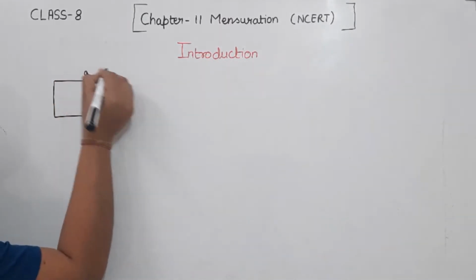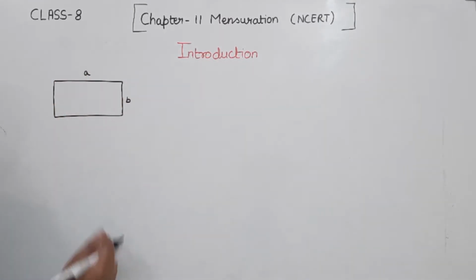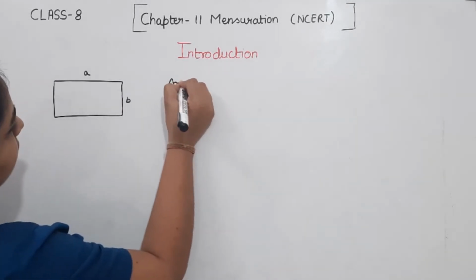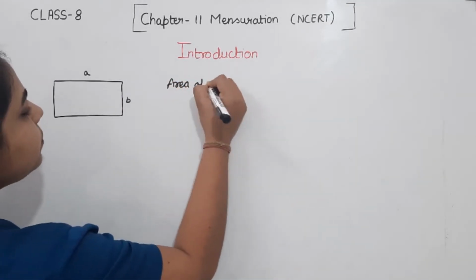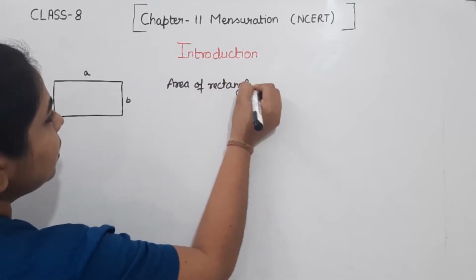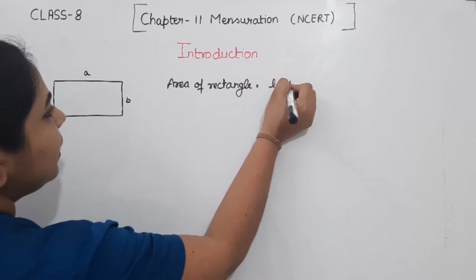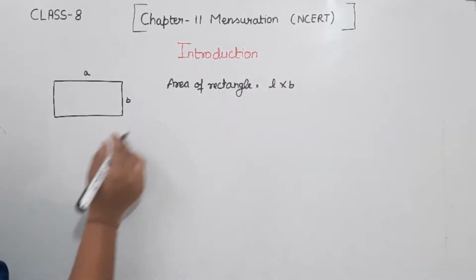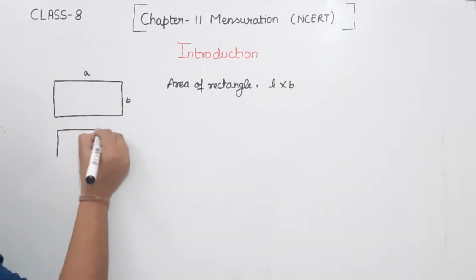This is the side A and this is the B. Now we have to find the area. So the area of rectangle, this one we know. This is the L into B, length into breadth. That is the A into B. Now comes to the next one.